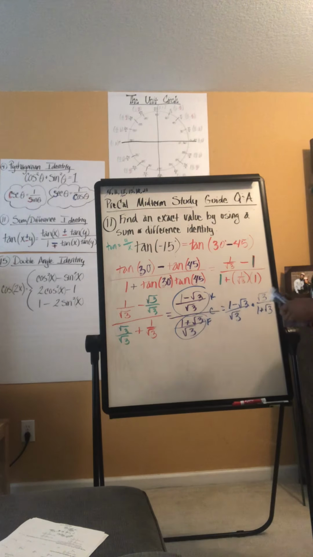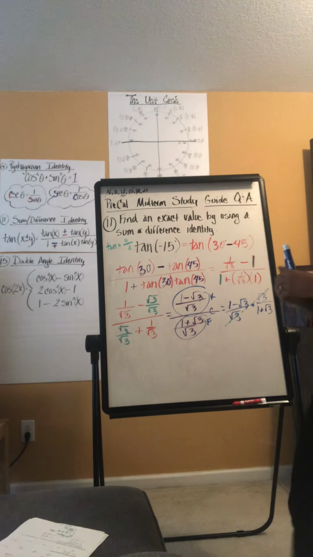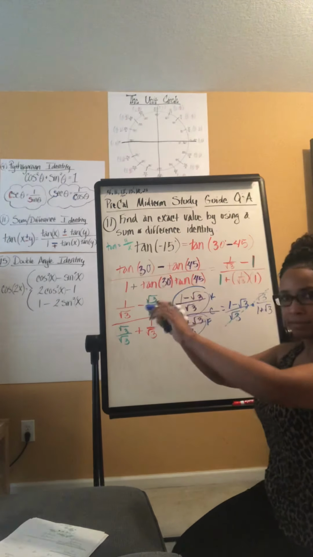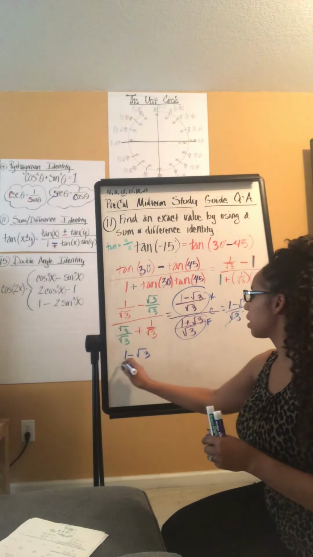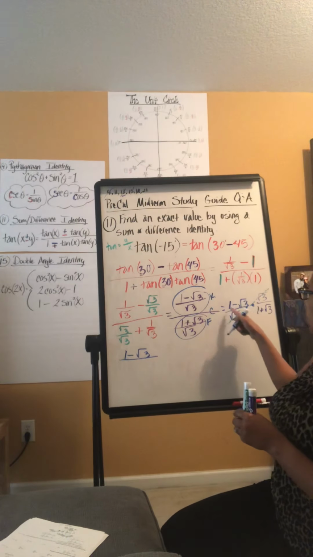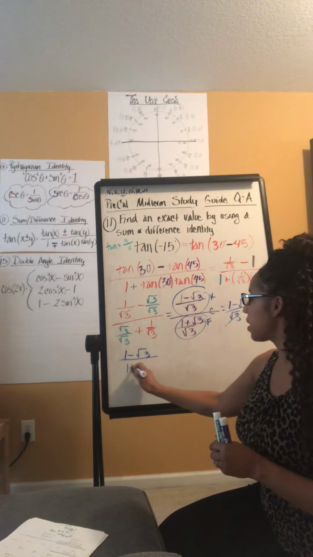Okay, we're getting there. At this point, we should see that we can cancel the square root of 3's because we can cancel across multiplication, not across addition or subtraction. What this leaves me with is 1 minus the square root of 3 on the top, and on the bottom I have 1 plus the square root of 3.